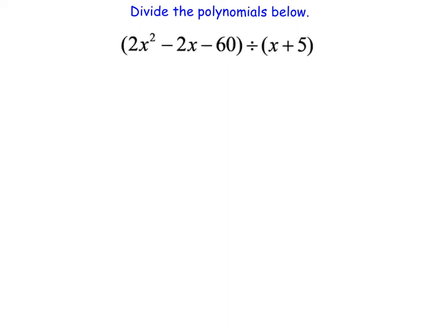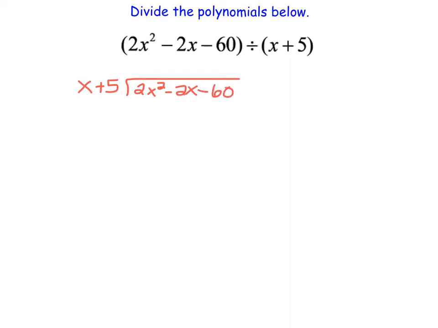So if we're going to use the long division strategy, we're going to turn this into a long division problem by setting it up like long division. So we're going to start by writing the x plus 5 here on the outside, and then putting 2x squared minus 2x minus 60 here on the inside.